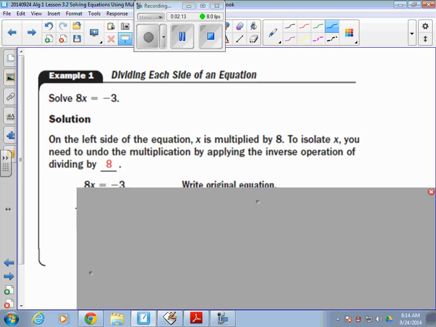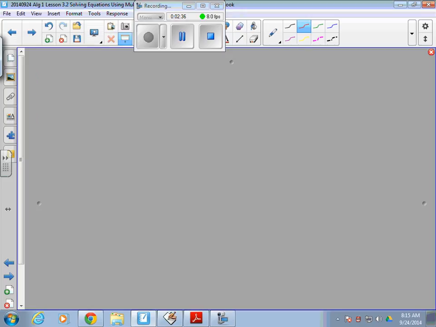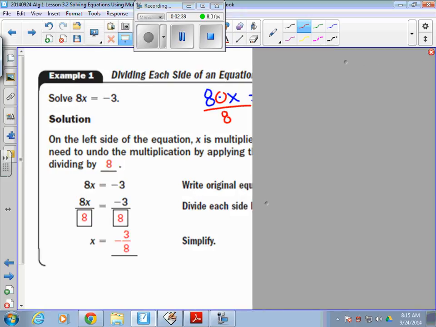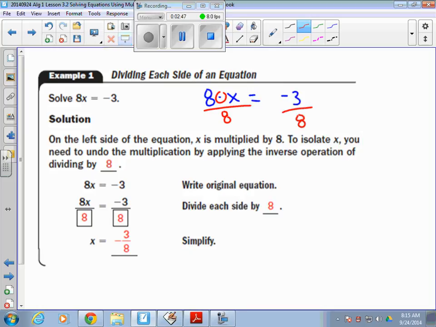Example number 1 says dividing each side of an equation. So this, again, just like the last one, says 8 times x is equal to negative 3. Undo 8 times something by dividing by 8. If you divide the left by 8, divide the right by 8. So just like we did yesterday, if you have to, ignore one side and just look at the left side of the equal sign, get the x by itself. It says 8 times it, so divide by 8. You get negative 3 over 8. Again, this is just each step going down, dividing each side by 8, and simplifying negative 3 over 8.